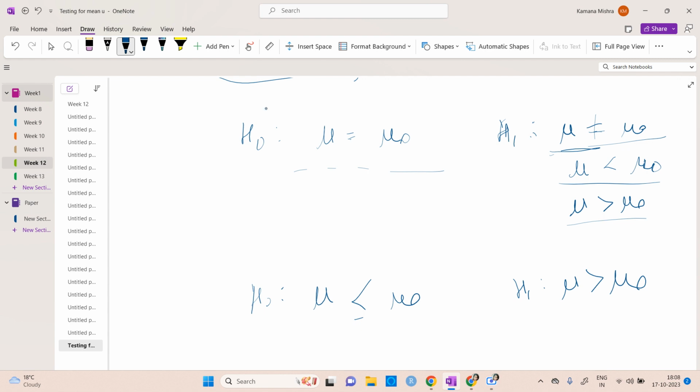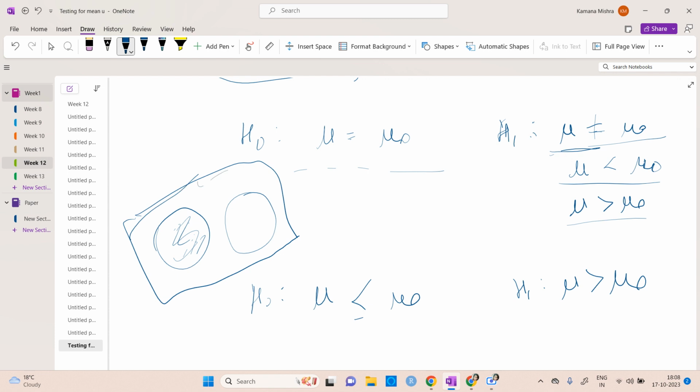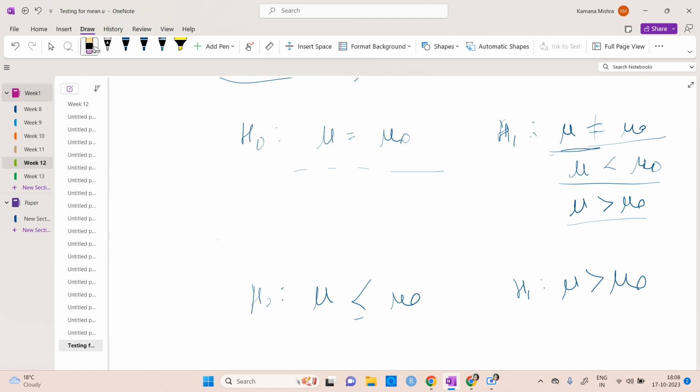So if you have H1 in this area and H naught in this area, their intersection should be empty. Okay, so if this is H naught and this is, let's say, H1, then it's fine. This can also be H1, but this cannot be H1, because there is a region where both are intersecting. If we get a result in that region, how do we say whether H naught is true or H1 is true? So this doesn't work for our hypothesis.